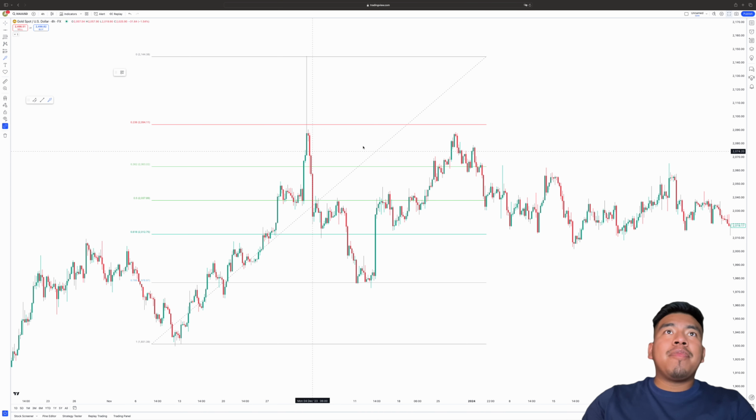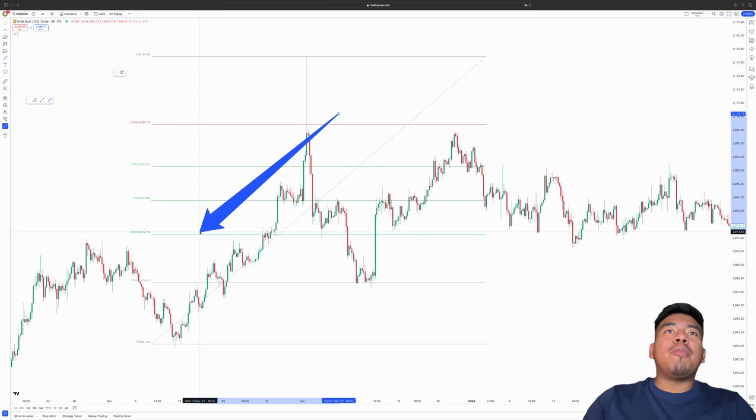This time, it couldn't even respect 23.6. At 30.2, we see it respect a little. We see a little wick off over here. But within the next 4 hours, it just broke right straight through it. This one broke right straight through it. It came to retest the level, to sales, and it came to 61.8.